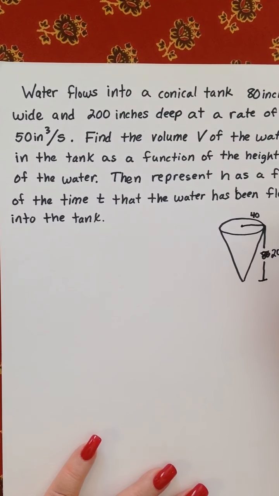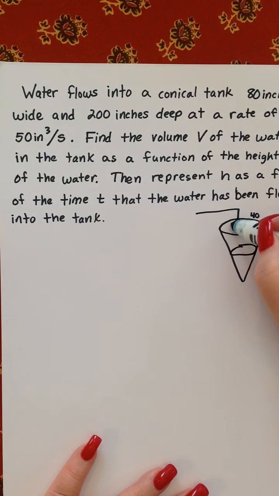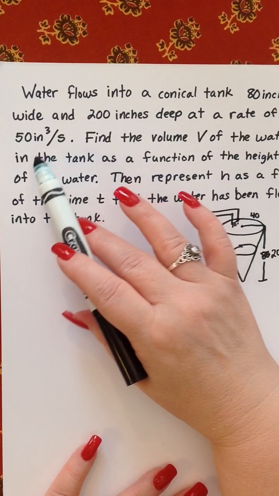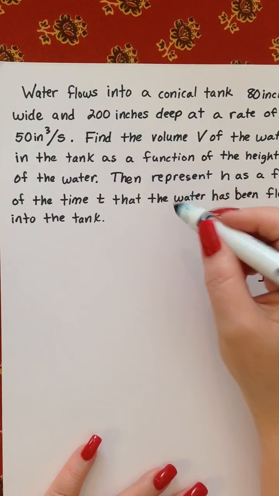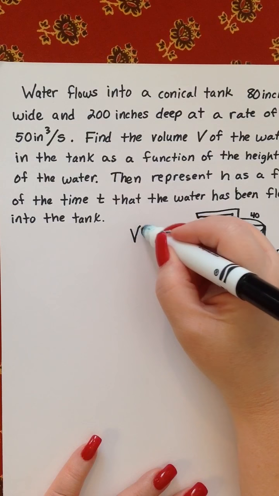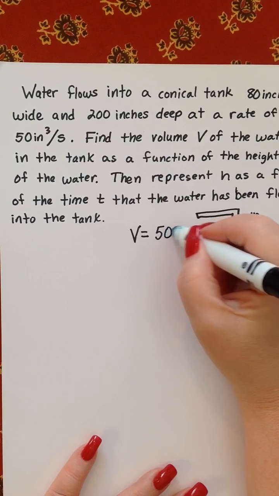And it said water flows into the tank at a rate of 50 cubic inches per second. So water is pouring into our tank, like there's a faucet right here, and it's pouring in at a rate of 50 cubic inches per second. So we could say then that the volume is equal to 50t.